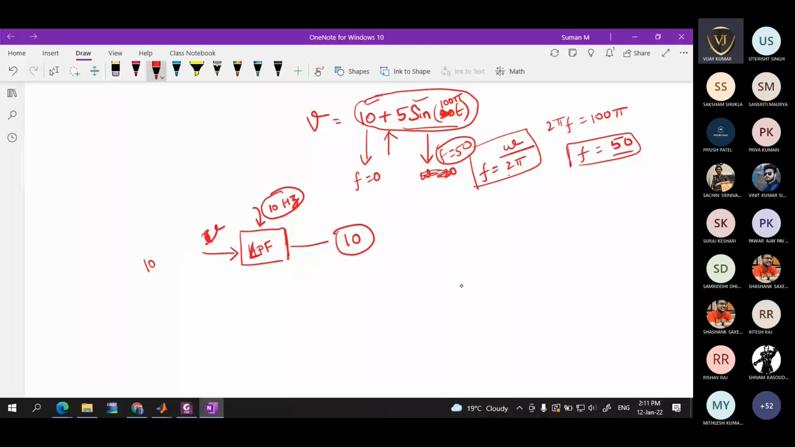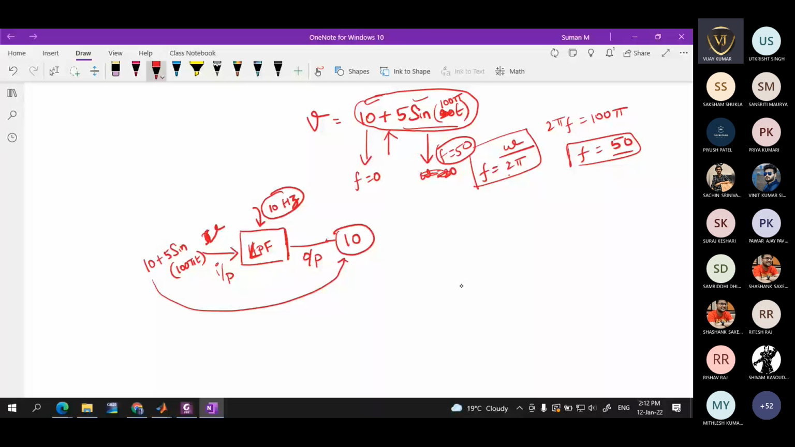I will be giving 10 plus 5 sine 100 pi t on the input side. If I use a low pass filter, I will be getting only the low frequency signal on the output side. This is input and this is output. Then I will be getting only the DC signal, which is this. So now this is for the low pass filter.